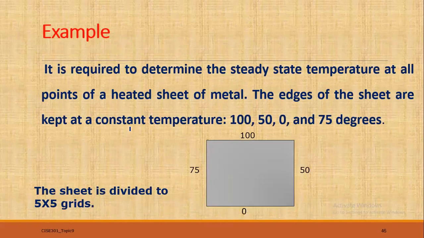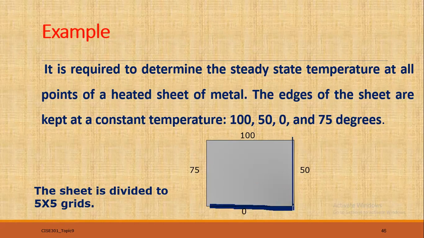Now we consider an example. Determine the steady state temperature at all the points of a heated sheet of metal. The edges of the sheet are kept at constant temperatures 0, 50, 100 and 75 degrees. One of the sheets is given. This side condition is 0, this side is 50, this one is 100, and this one is 75. Now we divide this region into a 5 by 5 grid.